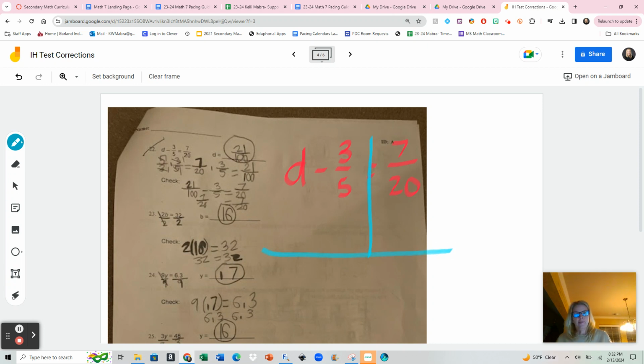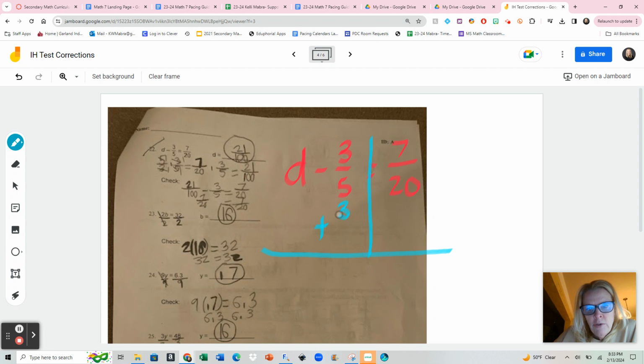and I'm going to say, is the variable by itself? No. You can clearly see that the variable has minus 3/5 next to it. So how do we undo minus 3/5? We have to take the inverse operation. What's the opposite of minus 3/5? It's going to be plus 3/5.